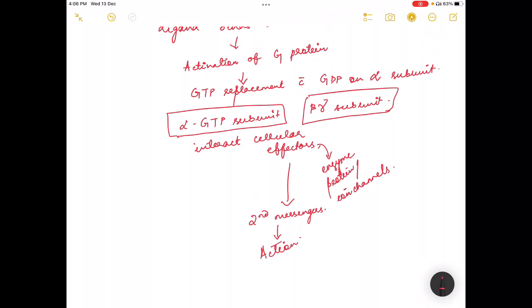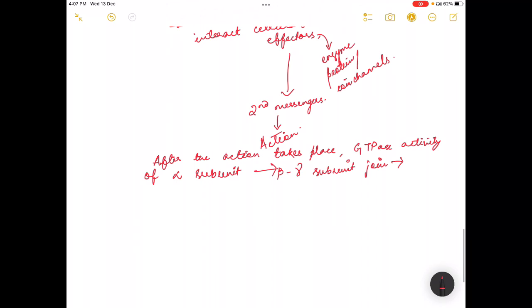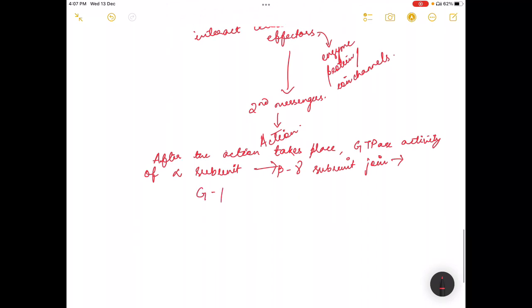After the action is there, the intrinsic GTPase activity of the alpha subunit results in joining with the beta gamma subunits, and thus the G protein is again available for action. After the action takes place, there is the GTPase activity of the alpha subunit. This results in the joining with the beta gamma subunit. Then the G protein is again available for action.